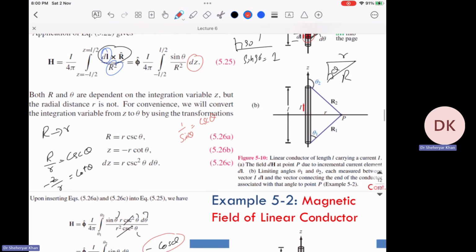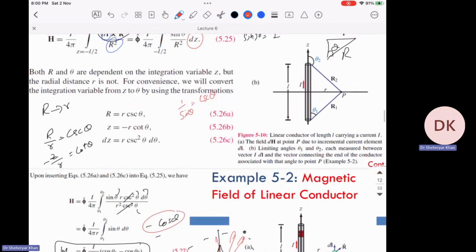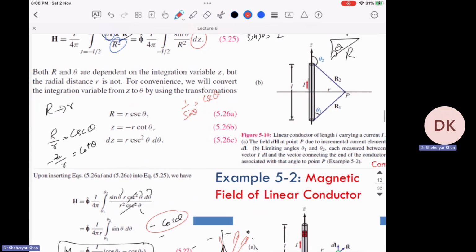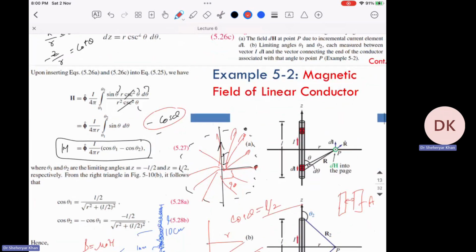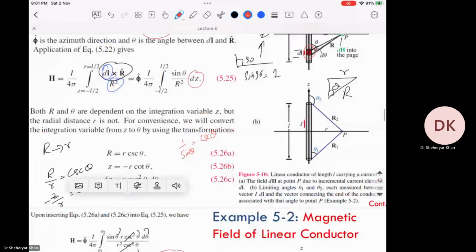Now put all these values back into the formula and you will see that the integral becomes sine theta, and these two terms cancel out, so you only get a small integral of sine theta. The integration is minus cos theta, right? So again, put back, and then you have this formula here. This formula tells us that the H field is directly proportional to the current divided by 4 pi r, and also the difference of the angles. That means how close you are going and how far you are going.